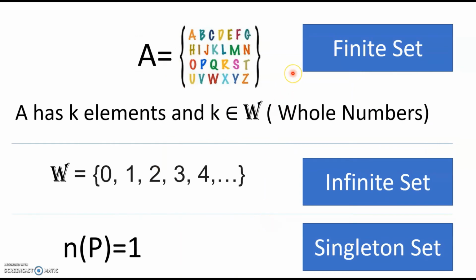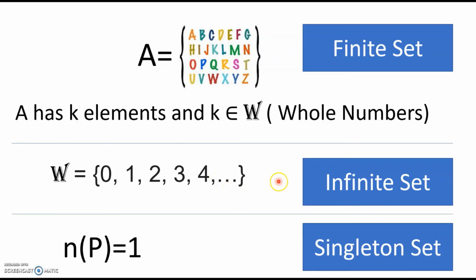Next, let's see what is a finite set. A finite set is a set that comprises a finite number of elements. Set A, which is alphabets, we know the number of alphabets, so it's a finite number. So set A has a finite number of elements, so it is called a finite set. We can define it by saying A has k elements and k belongs to W, which is the set of whole numbers. So k is a finite number and A has k elements, which is a finite number of elements. So A is a finite set.